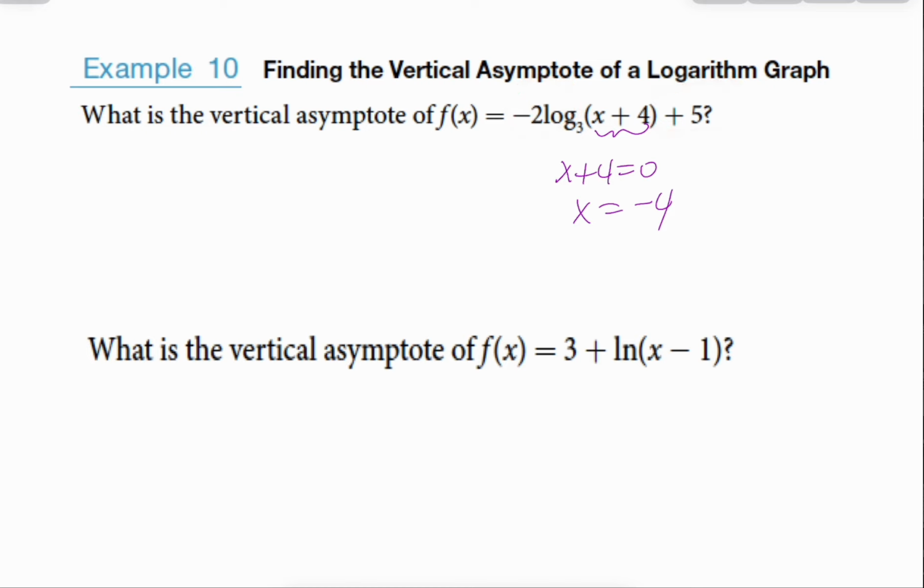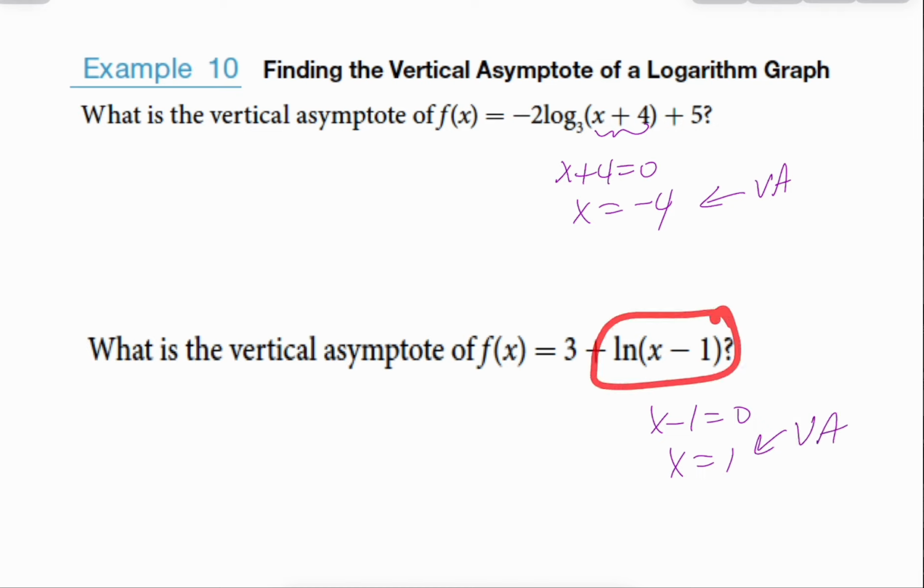The only thing that's going to affect our second one's vertical asymptote is right here. So just set x minus 1 equal to 0 and get 1. And that is your vertical asymptote. What has happened to this function? Well, it moved to the right one, and this plus 3 moved it up 3. I would probably put the plus 3 over there. That would be helpful. Okay.